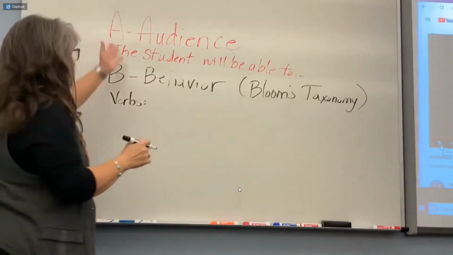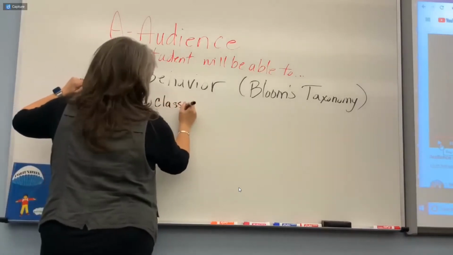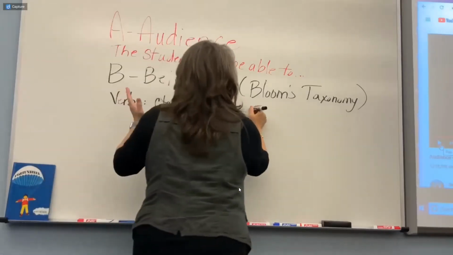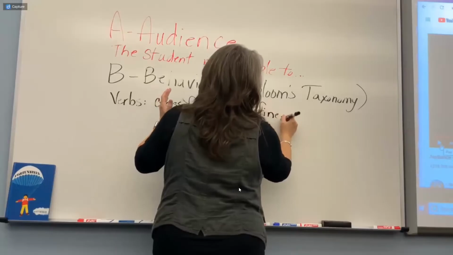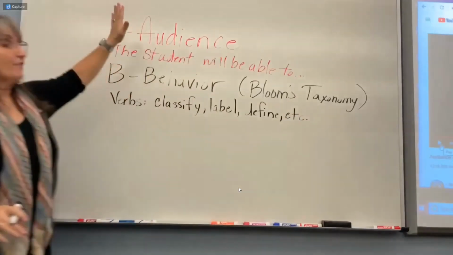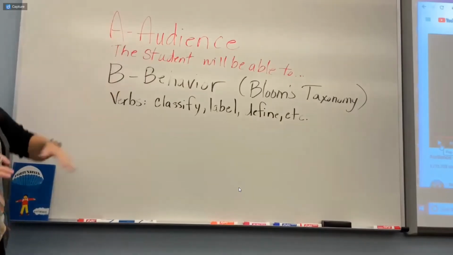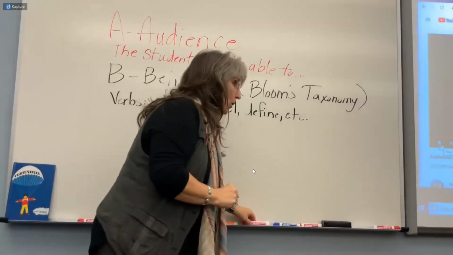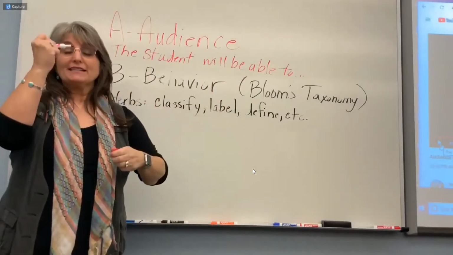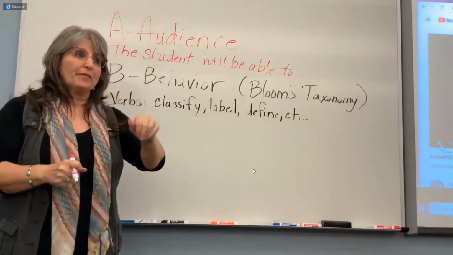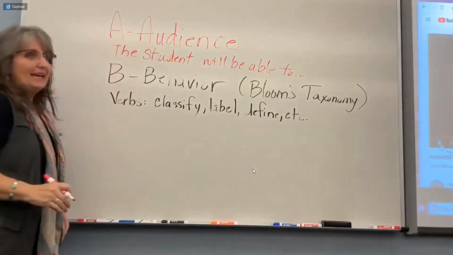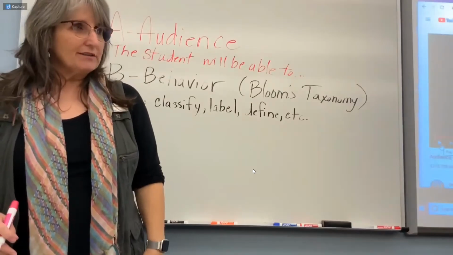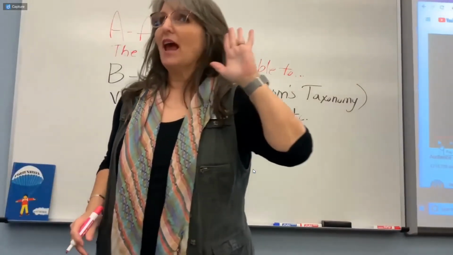And here's just a few. The student will be able to classify, label, define, etc. So we have our audience in red. We have our B, our behavior, in black. All right. So now we're going to go to something bright that's going to help communicate that behavior. So we know that after B comes what? Not D. Come on now, college students. After B comes C. Excellent.